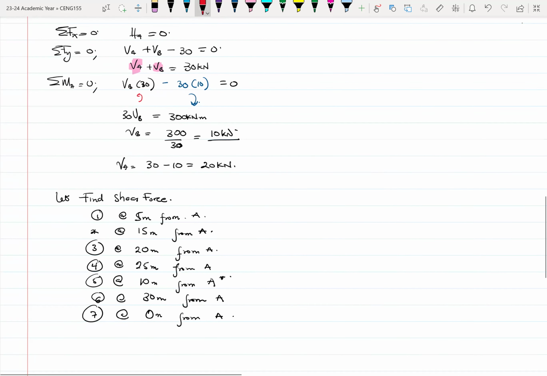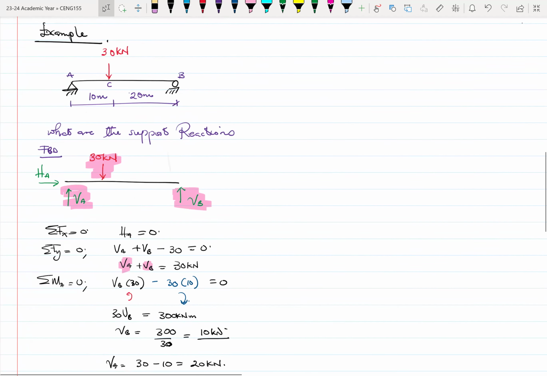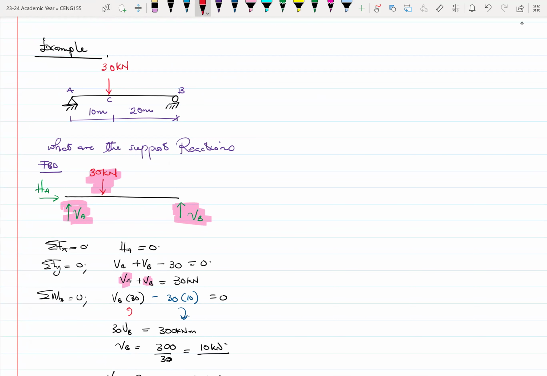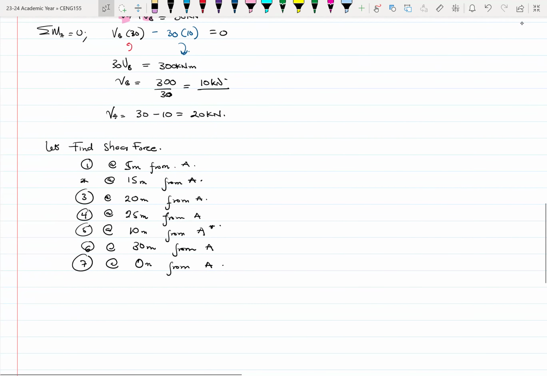So going back, 10 meters from A is point C. And then 0 meters from A is point A. Then 30 meters from point A is B. So I'm just going to put that into brackets here. So this is point C, this is point B, and this is point A.